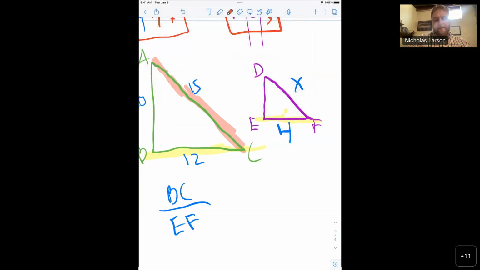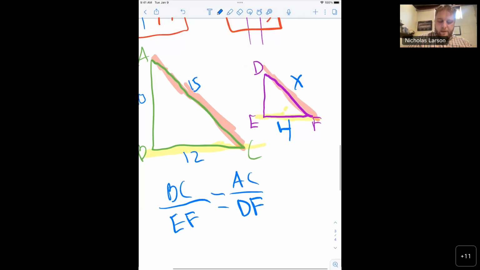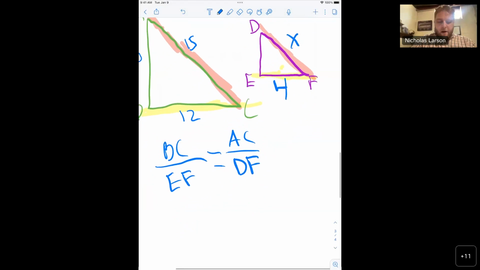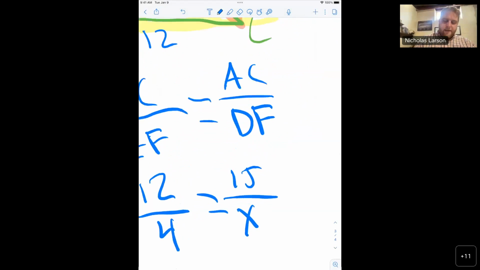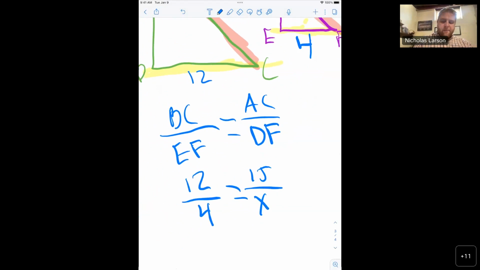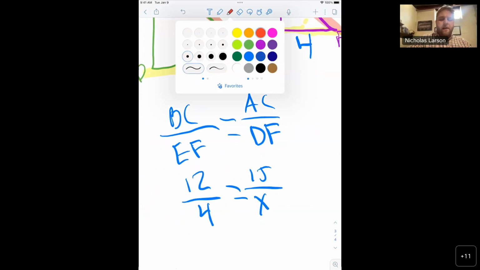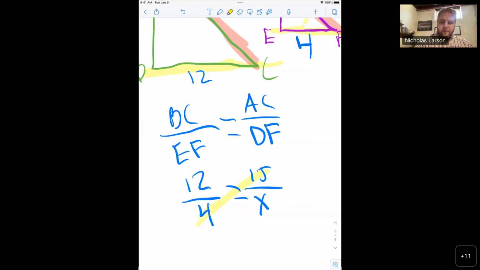AC is corresponding to DF. So I can set those up as a relationship as well. Now I'm going to plug in what I know. I know that BC is 12 and EF is 4. I know that AC is 15 and DF is X. This looks exactly like something that we just did where we have to cross multiply and solve.